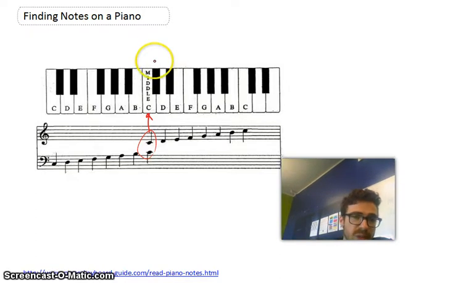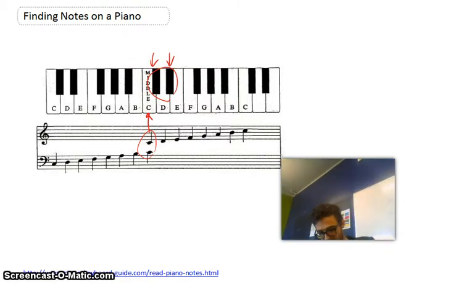If you find two black notes on the piano, like this, a group of two black notes, and then go to the left of that, the left hand side, the first white note is always C. So it's fairly easy to work out where C is on your piano.